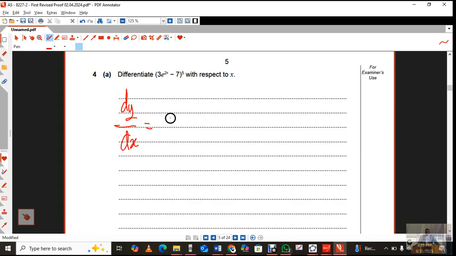So you're going to have the 5 times the stuff inside, which is 3e raised to the 2x minus 7, and then subtract 1 from that. And then you're going to multiply that by the derivative of 3e raised to the 2x minus 7. And the answer there would be 6, which is the 2 times 3, and e raised to the power of 2x. Okay, and then you can just go ahead and clean that up.